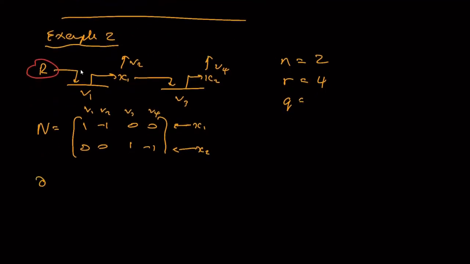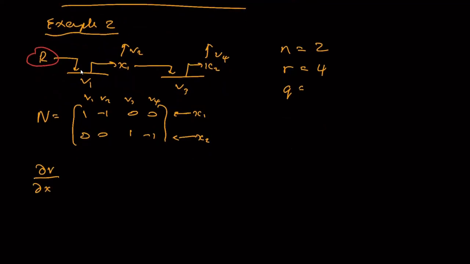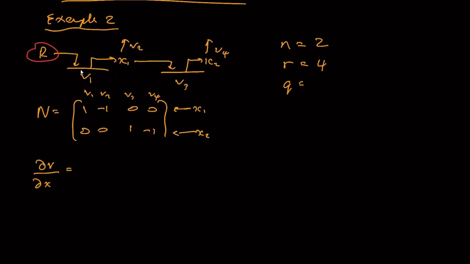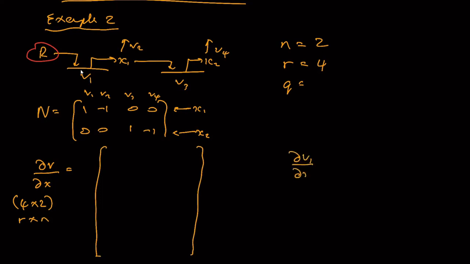The dV by dx matrix is a little bit more complicated. It's actually a 4 by 2. Remember, that's an R by n. Let's write this down. So the first one is going to be, let me just write down here on the scratch pad, dv1 by dx1. I'm going to assume that x1 does not influence v1, so this equals 0. So I'm going to put a 0 here.